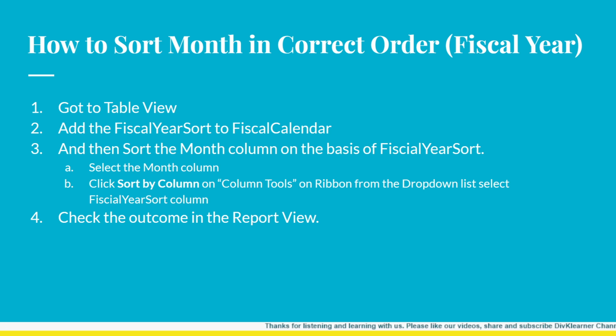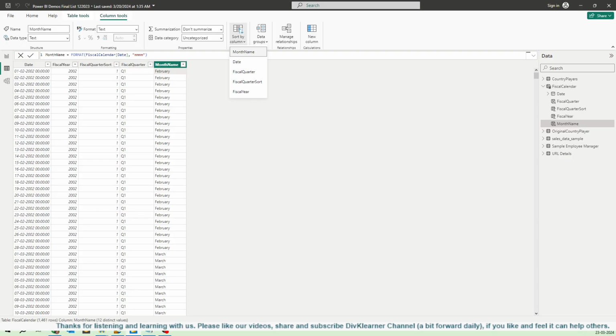These are the 4 steps that we'll talk about. Go to table view, add the fiscal year sort to the fiscal calendar, and then sort the month column on the basis of the fiscal year sort. I'll give you that demo, and then you can check out the report. Before I take you there, let's see a very quick example.